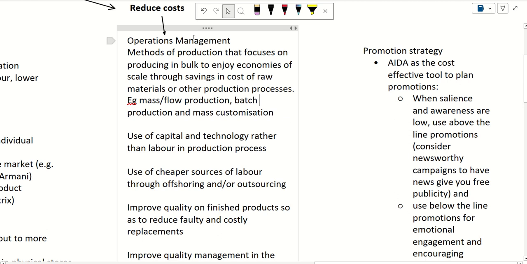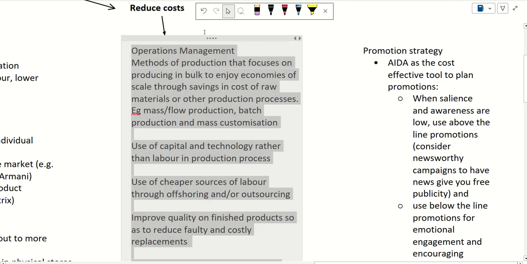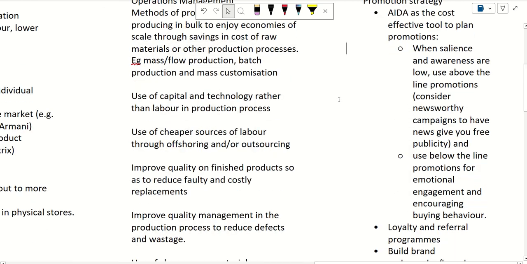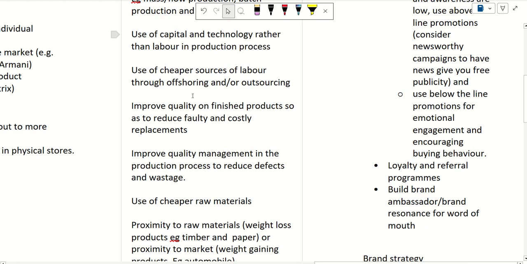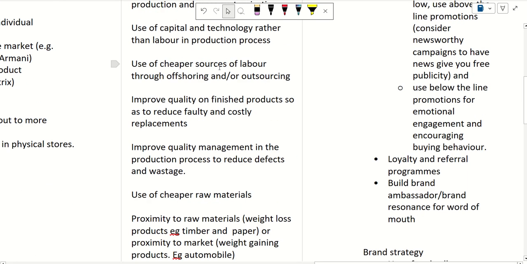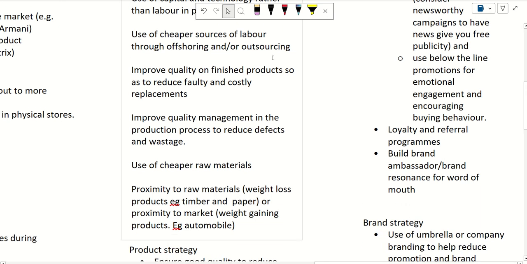Because you are producing by a batch, so you buy all the raw materials for this batch at this time. Okay, so that reduces cost. Use technology rather than labor. So basically, you invest more in capital investment, machinery. Over time it is actually cheaper in the production process. Use cheaper sources of labor, like you offshore, right? You actually locate a company somewhere else, or you outsource. Okay, so that is cheaper.